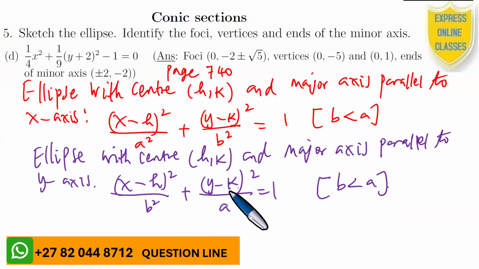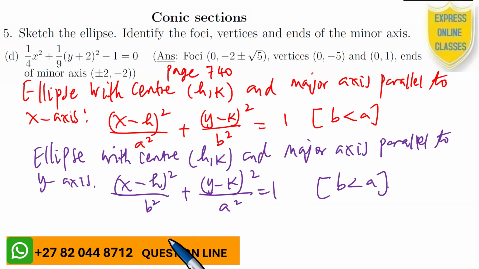But if the major axis is parallel to the y-axis, then the a squared is below the y term. But if the major axis is parallel to the x-axis, then it means that the a squared is below x. Major axis is parallel to the x-axis, below x, the a squared. So it's not one equation we study. The question is, what is the equation for the ellipse? We can't say it's the top one only, that always a squared is below x. No, a can be below y. But how do we know? A is the biggest one because a is bigger than b.